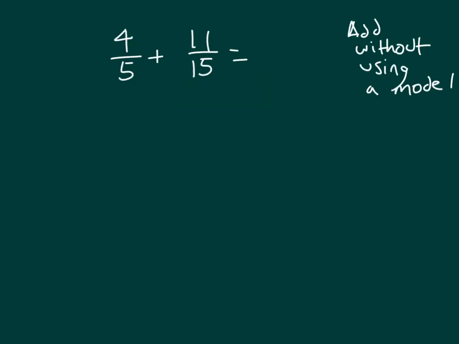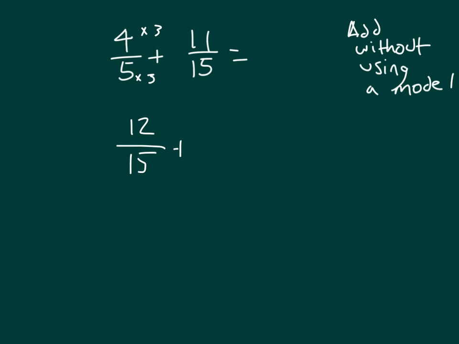Let's go ahead and add these two fractions without using a model. Our larger unit is fifths, so we will decompose those larger units into those smaller units of fifteenths. So 4/5 equals how many fifteenths? Right, I multiplied by 3 in the numerator and in the denominator to decompose 4/5 as 12/15.